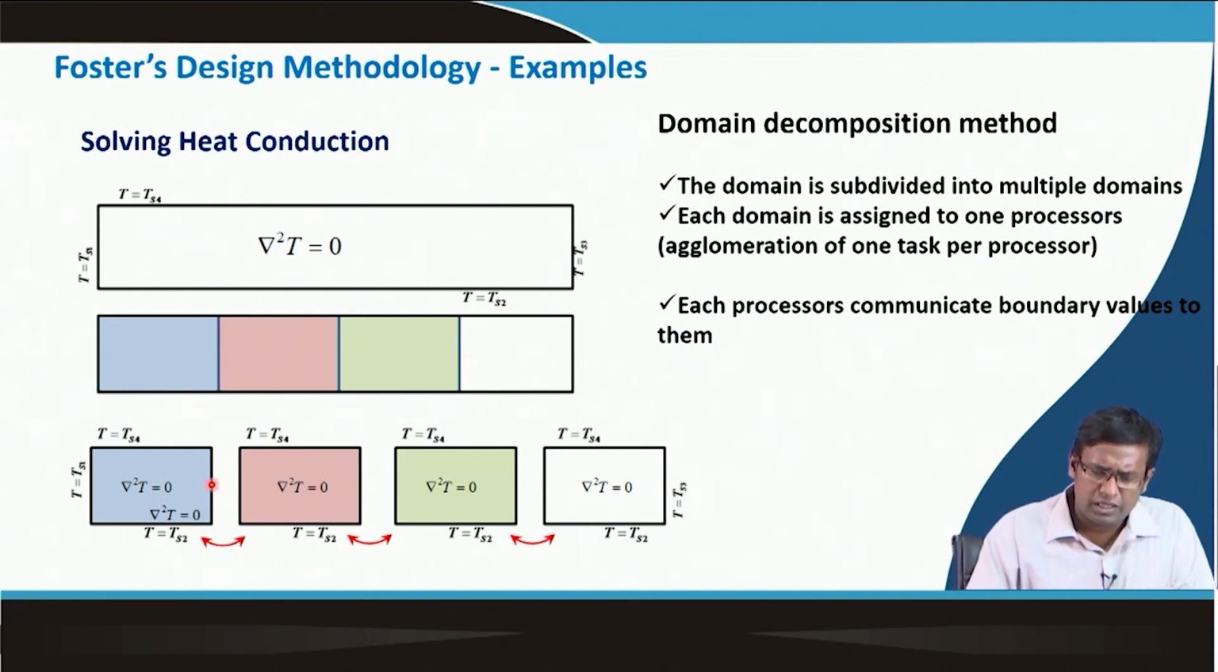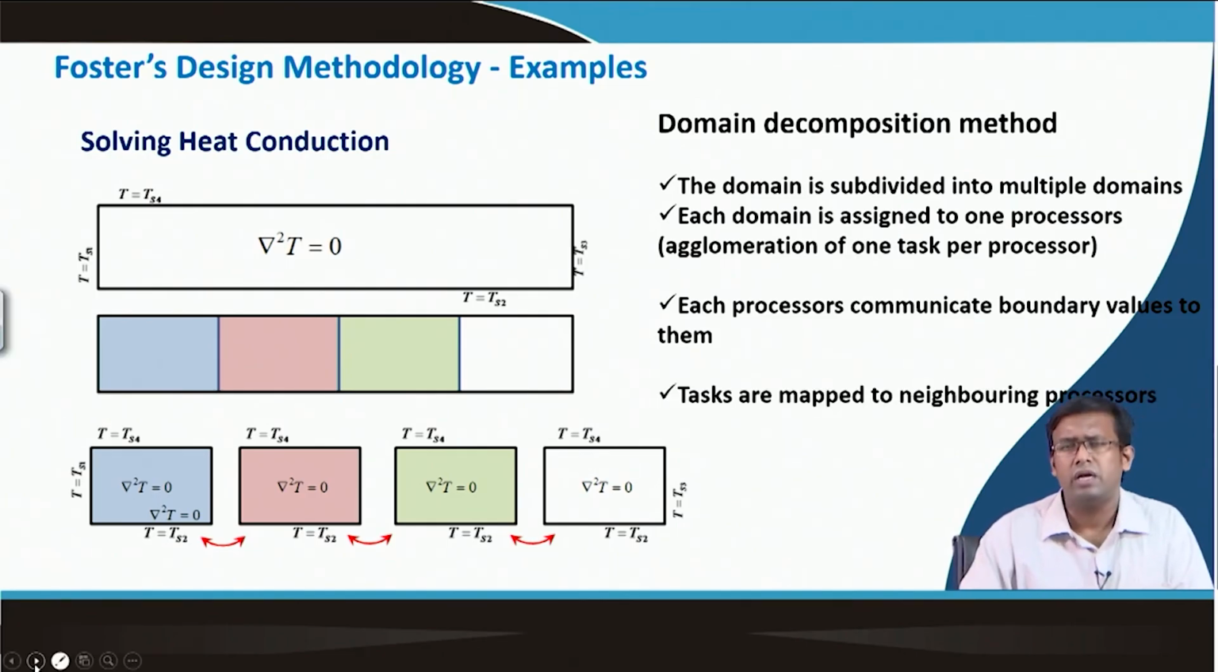So, each processor needs to communicate with the neighboring processors only, and therefore, the tasks must go to the neighboring processors. The task must be mapped to the neighboring processors only. So, this is following Foster's design methodology, and this is probably the simplest example of Foster's design methodology, that you have 4 tasks, you consider agglomerate them. Agglomeration means the task becomes an agglomerated task itself, and you give it to neighboring processors, so that there is some locality in data communication.